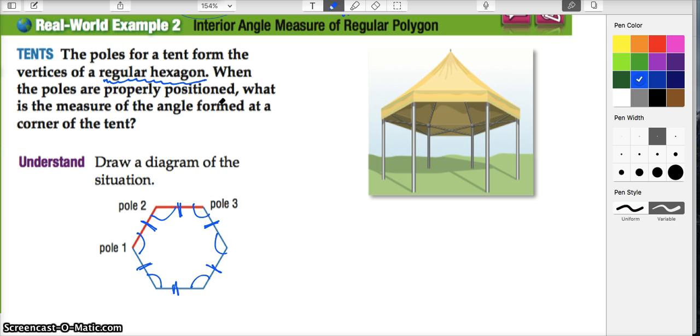When the poles are properly positioned, what is the measure of the angle formed at the corner of the tent? Well, first what we're going to do is find the interior angle sum. And then we're going to divide it by the number of sides. And the reason why we're going to do this is because we know that each of the angles here are equivalent. So if I find the sum of all the angles and divide it by the number of angles or sides, which is the same thing, I'll get the angle for one of them, right? I'll get one angle. So this isn't too bad. We know that the interior angle sum is n minus 2 times 180. And then to find a specific angle, we're going to come back and divide by n, the number of angles.